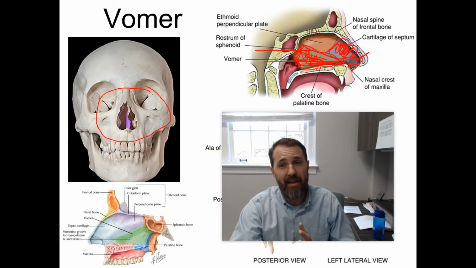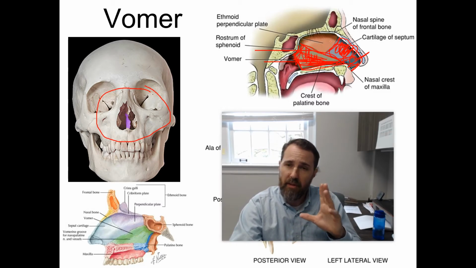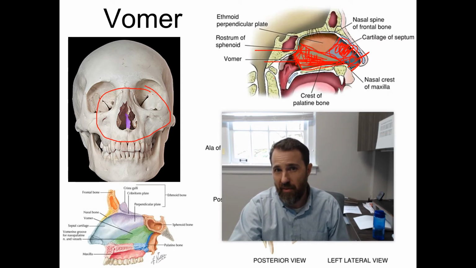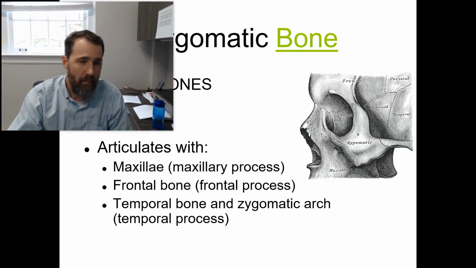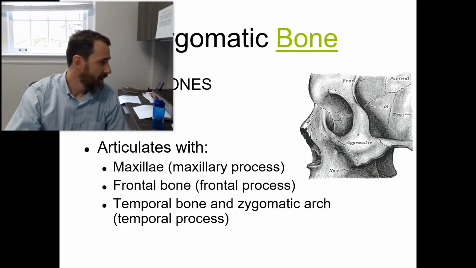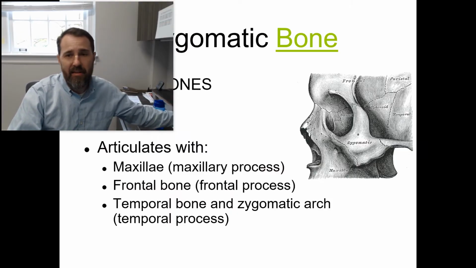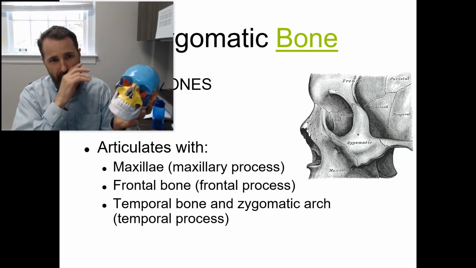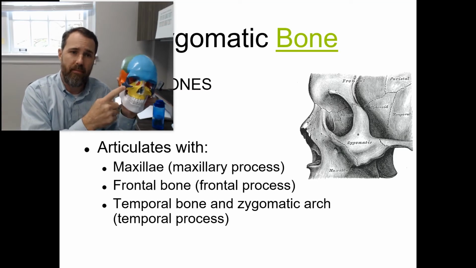And there is a superior portion of the nasal septum that is also bone, and that is part of the ethmoid bone called the perpendicular plate. And once again, we're going to get to the ethmoid in a second. The next bone we're going to talk about is the zygomatic bone. The zygomatic bone, this is your cheekbone.